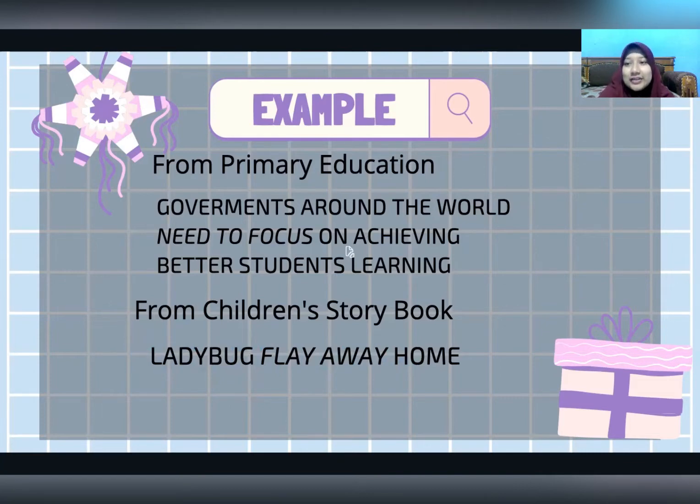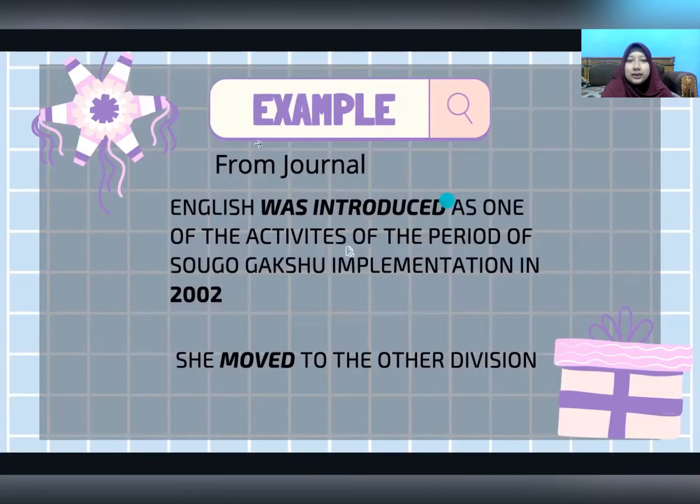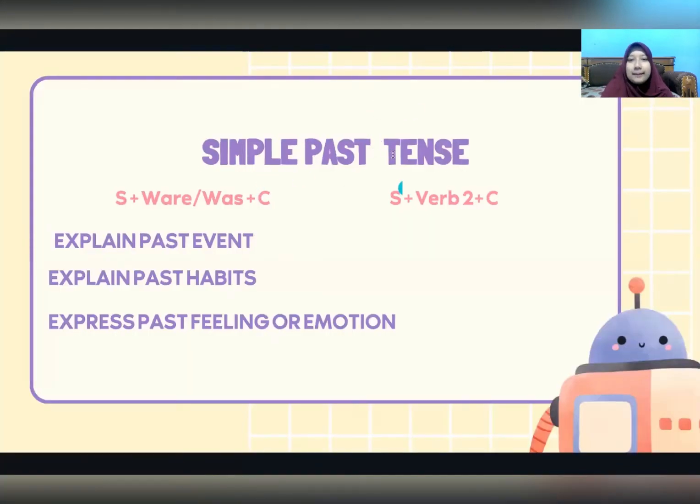Let's go to the next one. I will discuss simple past tense. The simple past tense has the function to explain a past event, explain a past habit, and express a past feeling or emotion. The event happened in the past.